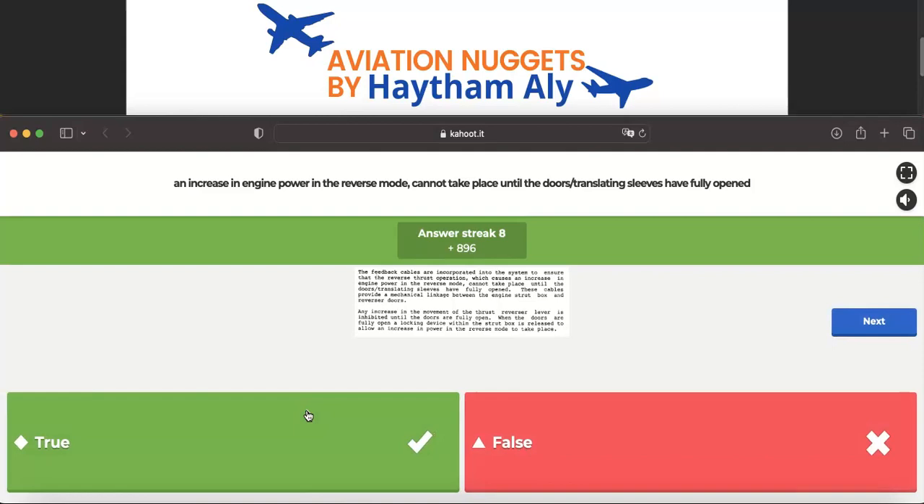Because normally you can take the engine to a reverse idle and allow the pivoting door or translating sleeve to be fully opened first. When you are satisfied with that, you can increase power and take it from reverse idle to a maximum reverse.